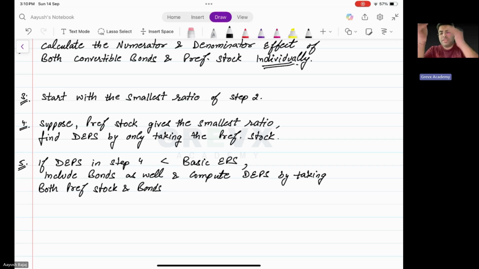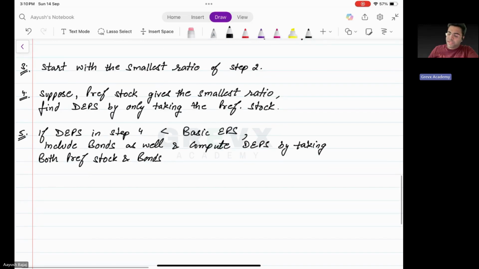Now, what does this mean? This means that if the DEPS, when you just included the preferred stock, is less than the basic EPS, that means it is dilutive. That means we can go on. So this step is only to double check if it is dilutive or not? Yes. If it is dilutive, now it's fine. We can use it. We'll now bring in the bonds as well.